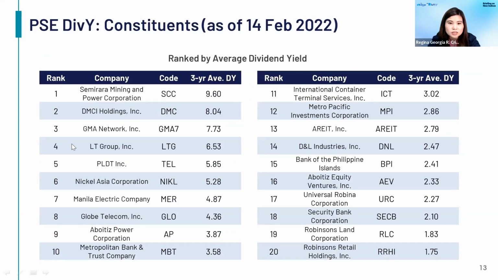These are the companies ranked according to dividend yield. You may be wondering why some companies who issue high dividend yields are not included in the index. This is largely because of the liquidity and free float criteria.